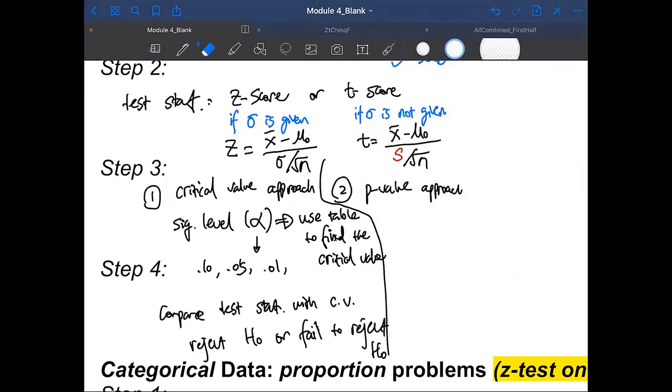Great. And so let's go back to the p-value approach. How do you find the p-value? The p-value approach is different from what we did here. For the critical value approach, I start from the alpha, and I find a critical value. For the p-value approach, you don't do that. You start from your test statistic, and then you use the table to find the p-value.